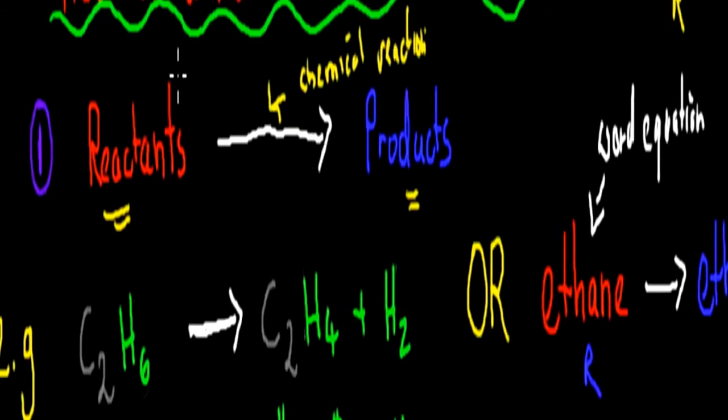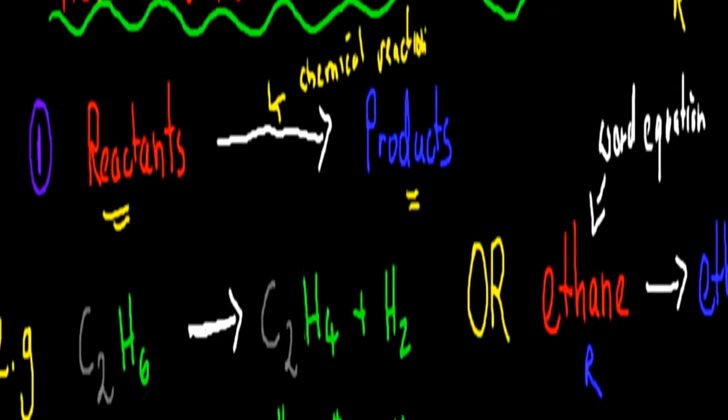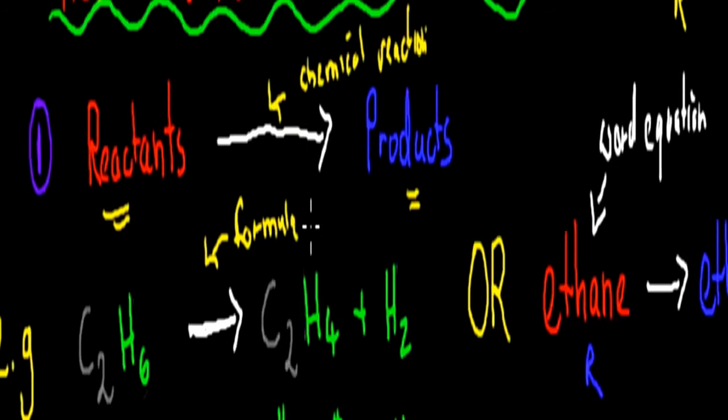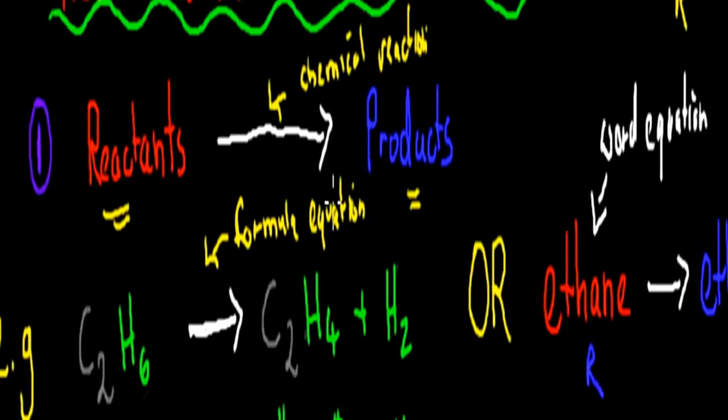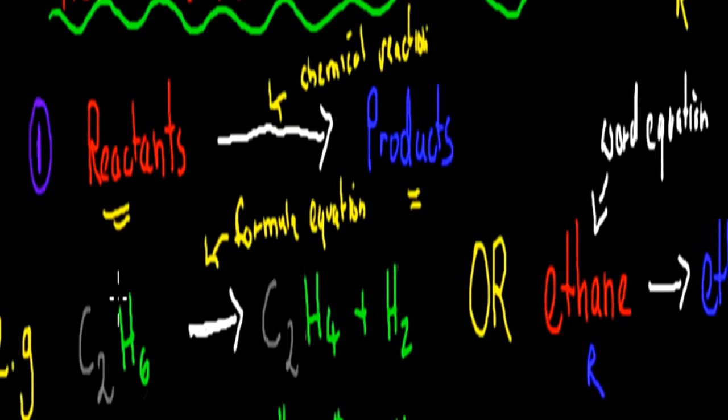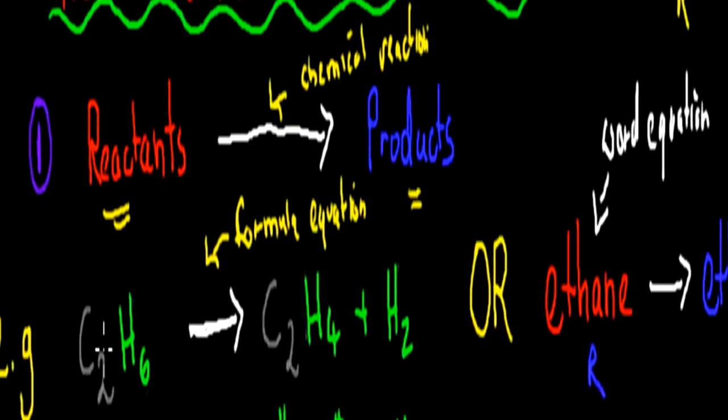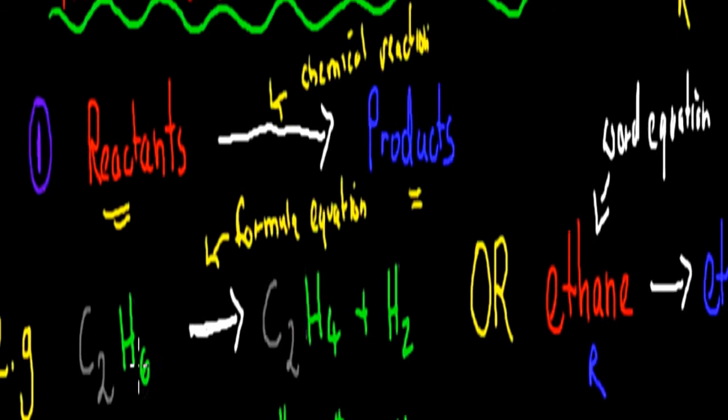It gets slightly more complicated when it comes to the formula equation. So this is the formula equation here. For formula equations, you have to write what kind of atoms are in the actual compounds. So you don't write the actual names of them, you write the atoms that are inside. In this case, we've got ethane. Ethane has C2, so 2 carbons in it, and H6, so 6 hydrogens. So C2H6, that's the formula for ethane.